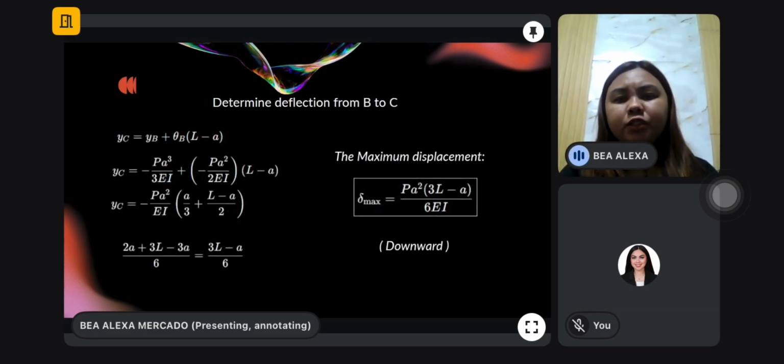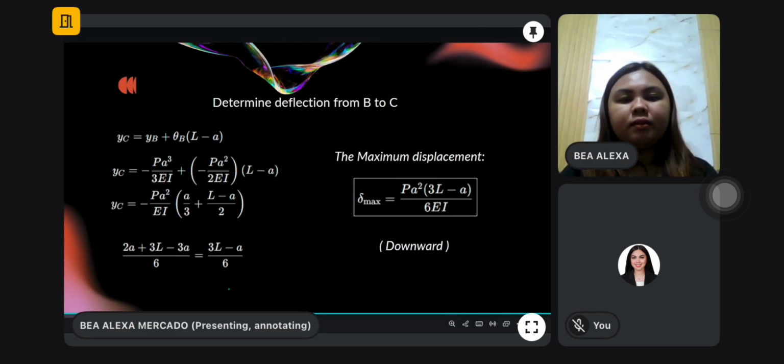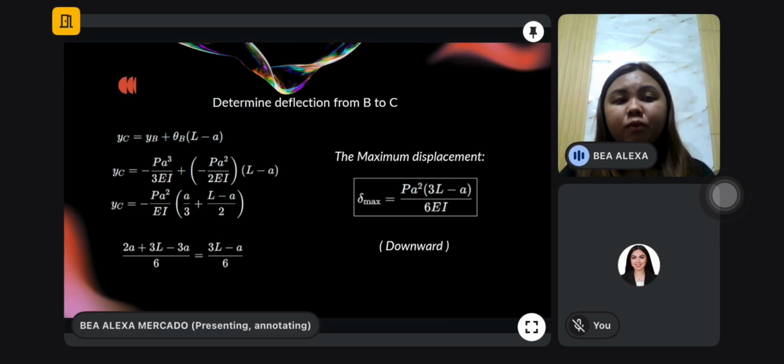Now determine the deflection from B to C. From B to C, there is no bending moment, so the beam segment is straight. Thus, the free end displacement y C equals y B plus theta B times the quantity L minus a. Substituting the values, y C equals negative P a cubed over 3EI plus the quantity negative P a squared over 2EI times the quantity L minus a.